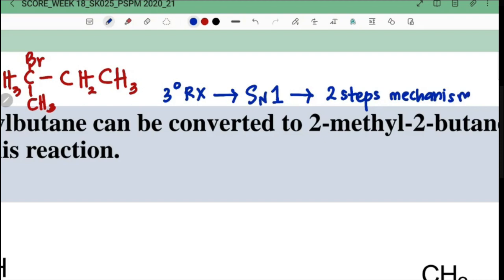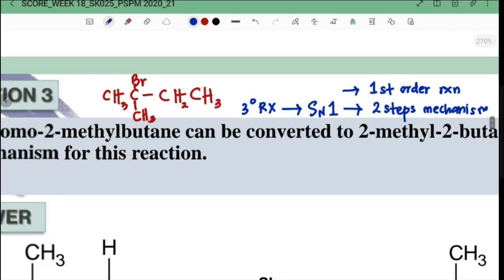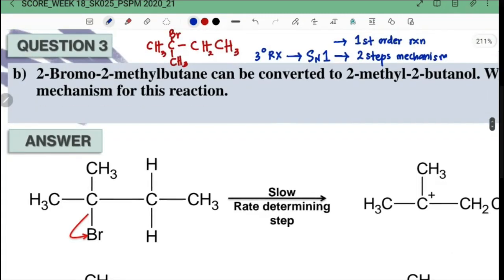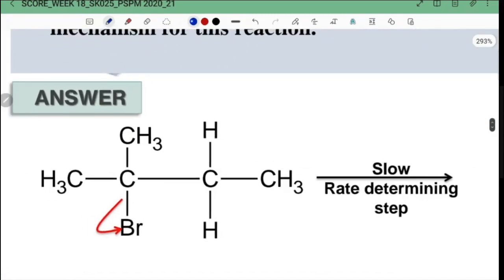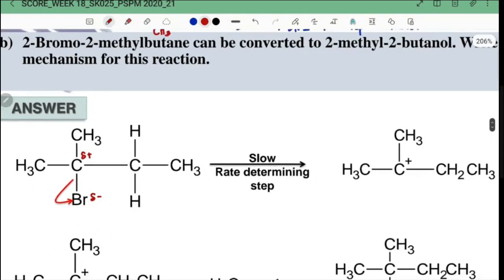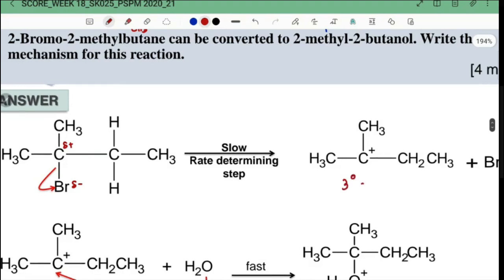And then this one should also be a first order reaction. Okay, so of course the first step is the formation of the carbocation. The first arrow is from this partially positive carbon and more negative bromine, so the sharing electrons both go to bromine. Okay, this is the rate determining step that will form the tertiary carbocation and Br minus.